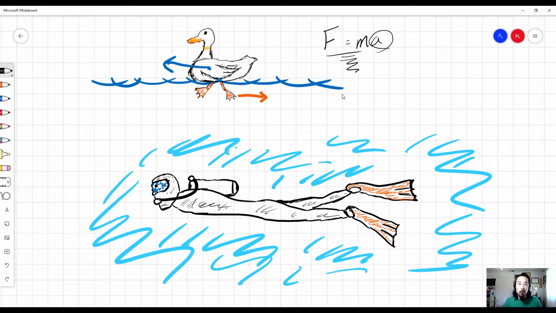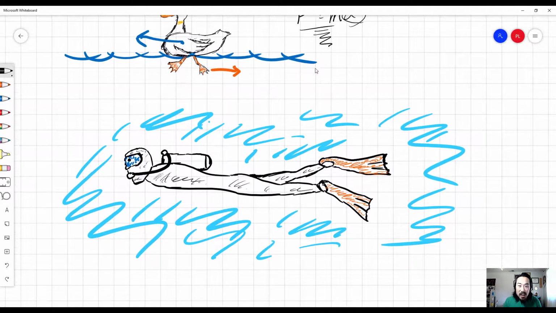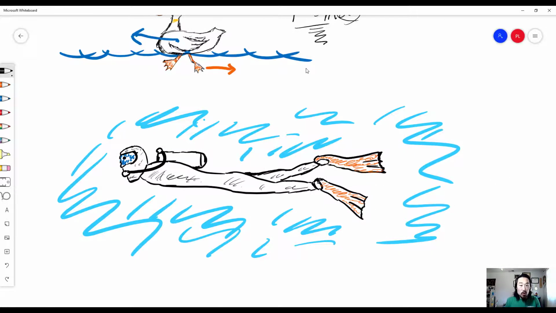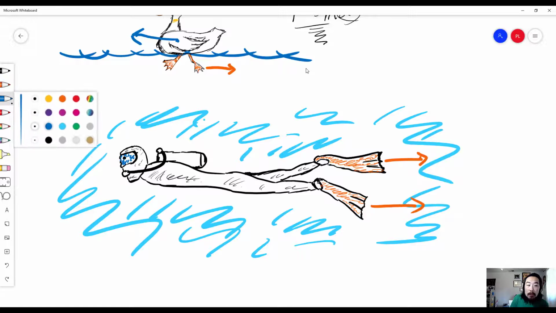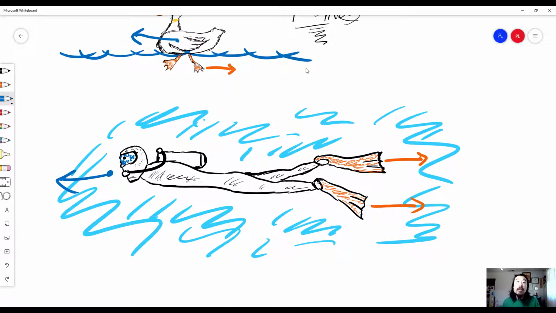And so that's what allows ducks to swim. And it's the same idea for you swimming yourself. The scuba diver is going to kick with their feet, and with that kicking motion they are pushing the water behind them. And because they're pushing the water behind them, what's the water going to do? You guessed it, the water will push the scuba diver forward with an equal amount of force. And so that's what allows you to swim.